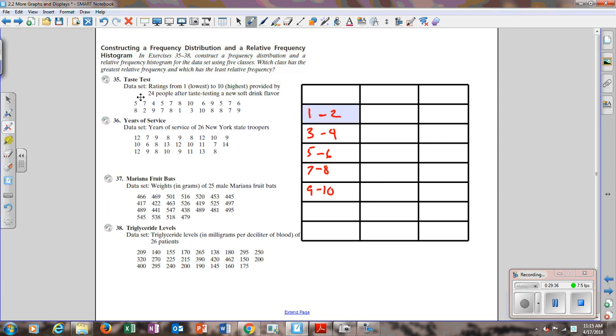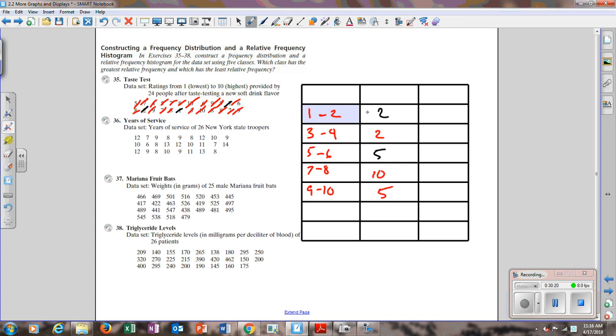Okay, so now we're going to look at the frequency. How many times do we have a 1 or 2? There's 1, 2. 3 or 4: 1, 2. 5 or 6: 1, 2, 3, 4, 5. 7 or 8: 1, 2, 3, 4, 5, 6, 7, 8, 9, 10. And 9 or 10: 1, 2, 3, 4, 5.